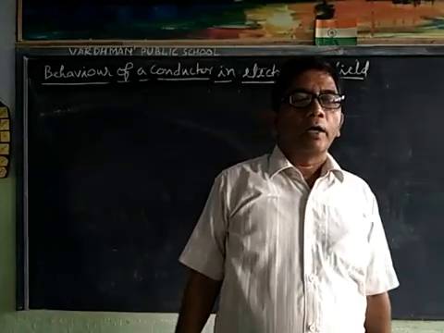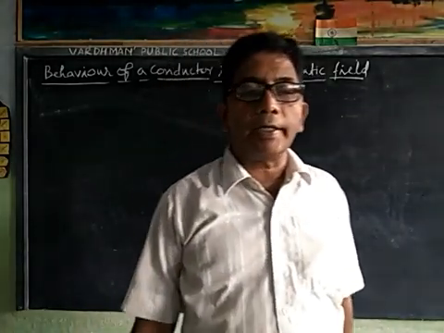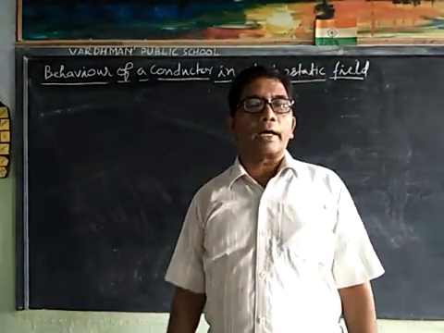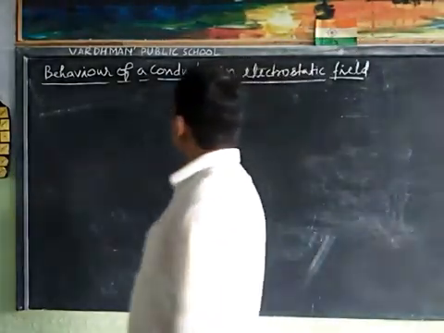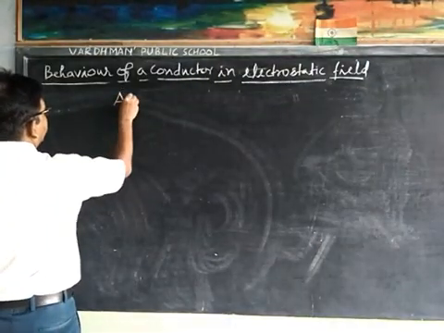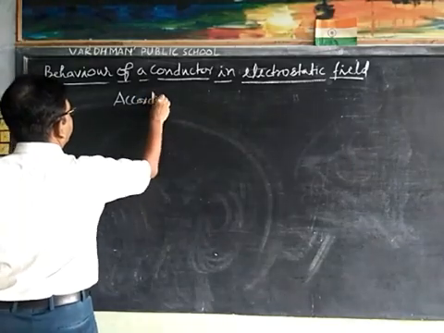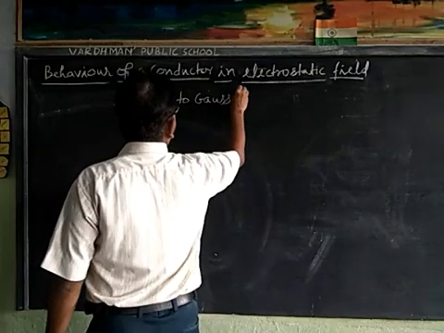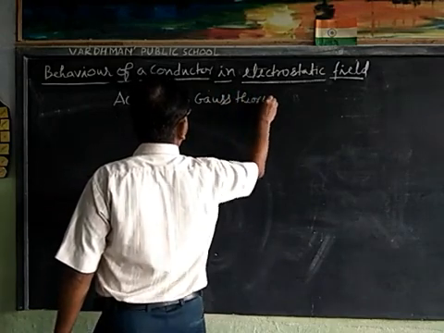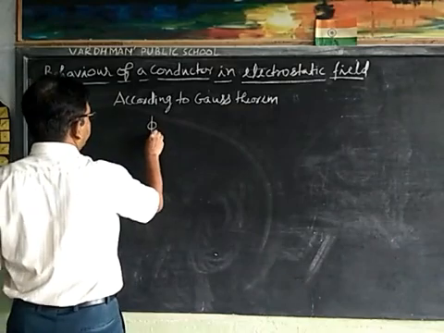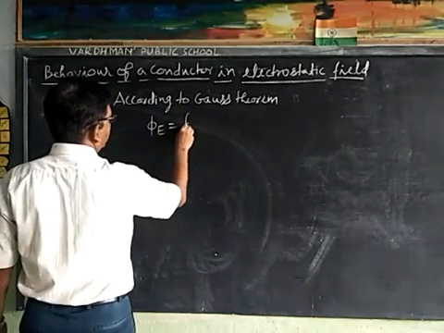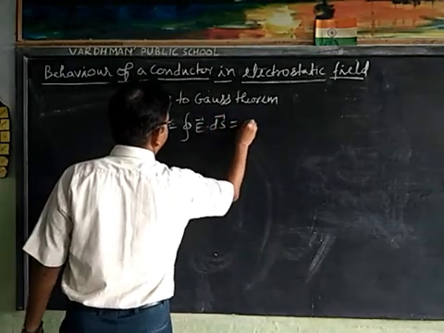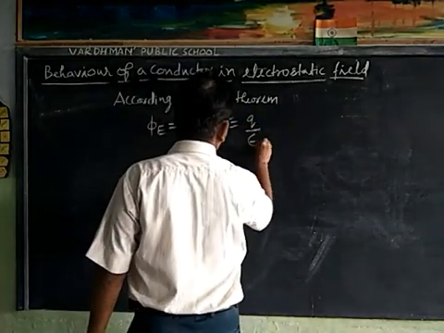And since E is equal to 0 inside a conductor, then according to the Gauss theorem, phi E is equal to integral E dot ds is equal to q upon epsilon naught.